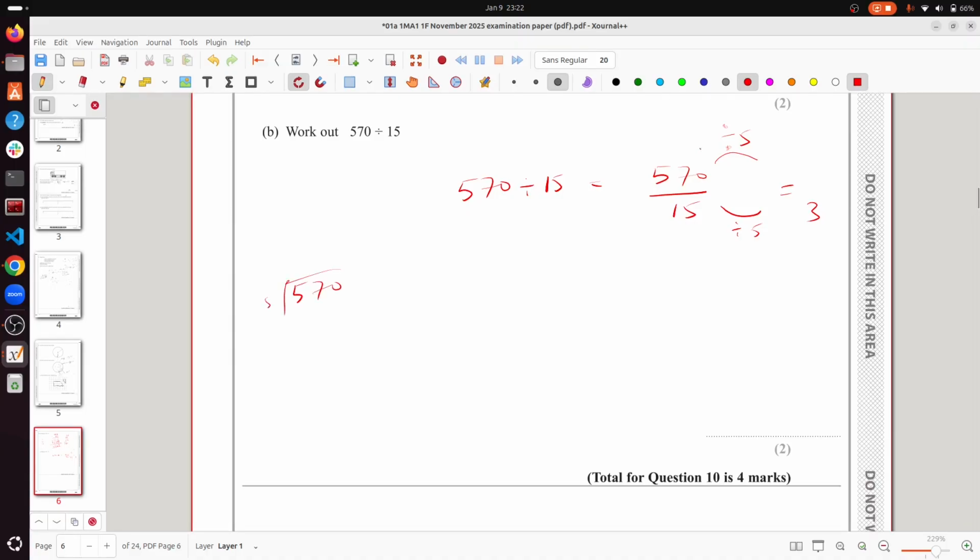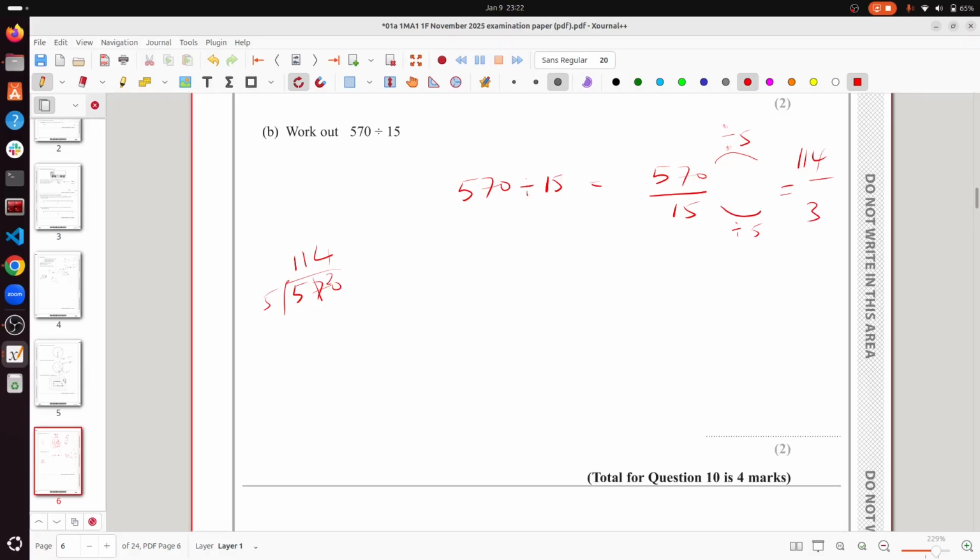570 divided by 5. 5 goes into 5, 1. 5 goes into 7, it goes there 1 time, but it has a remainder, 2. 5 goes into 20, 4 times. So that gives us 114. So we have 114 divided by 3.